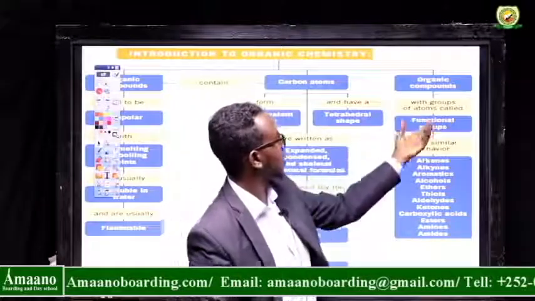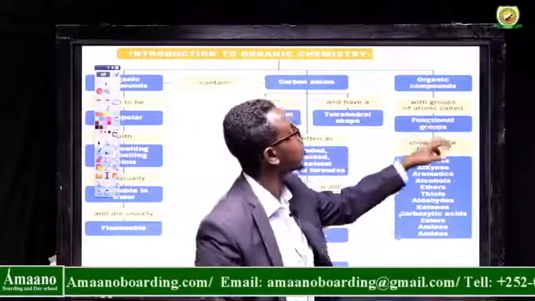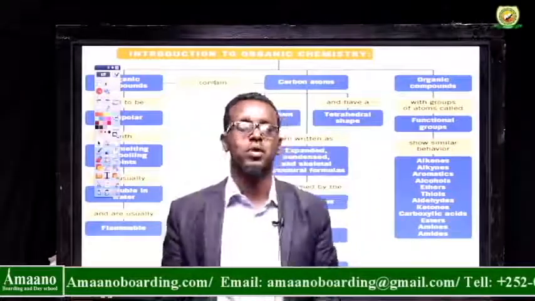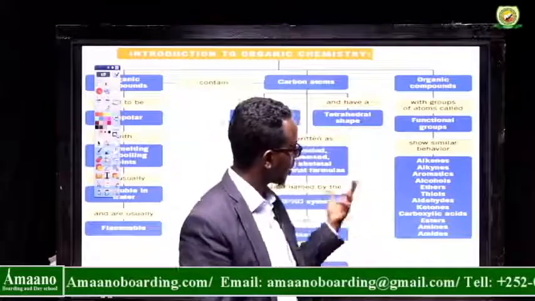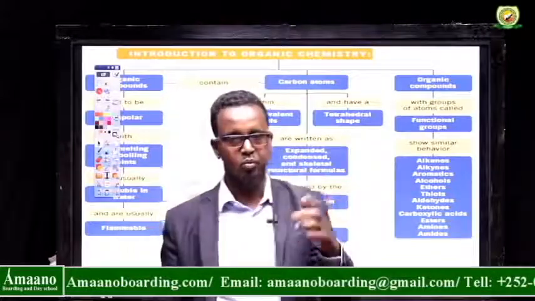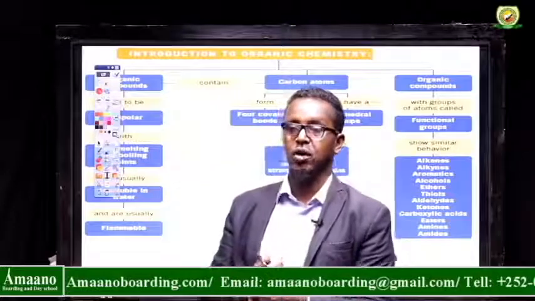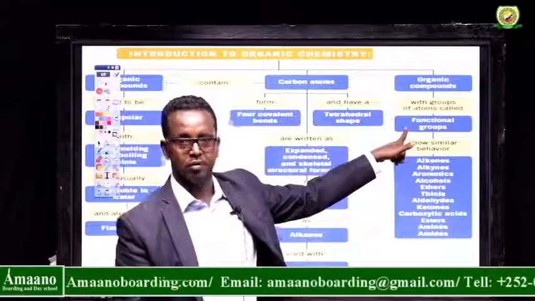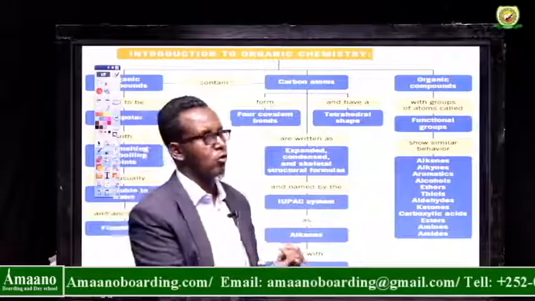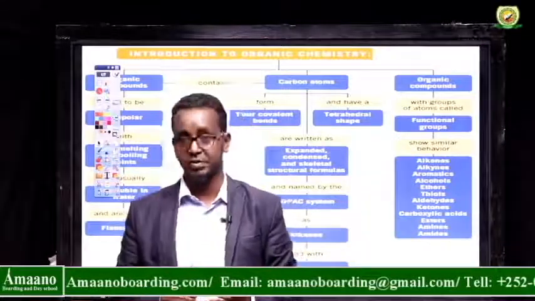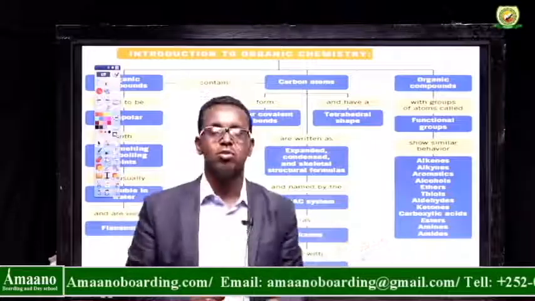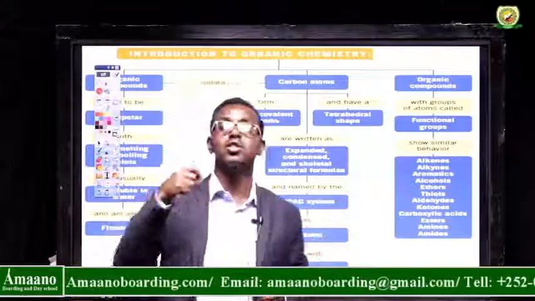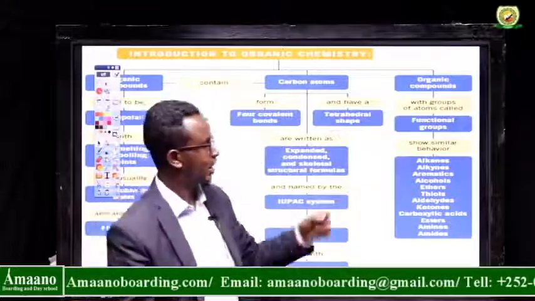For example, some of the organic compounds contain what we call a functional group. Again, functional group, we shall see this one. Functional group, most of the time, is a group of atoms or bonds which is responsible for the chemical properties of that particular family. For example, alcohols contain the hydroxyl group as functional group. Alkenes contain a double bond. Alkynes contain a triple bond. Carboxylic acids contain COOH.